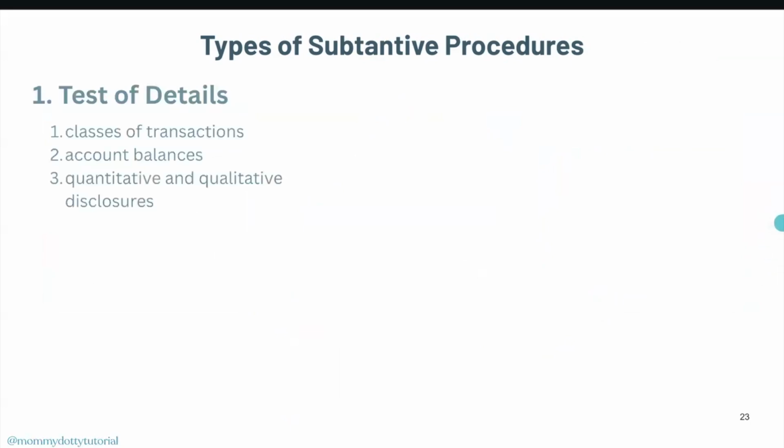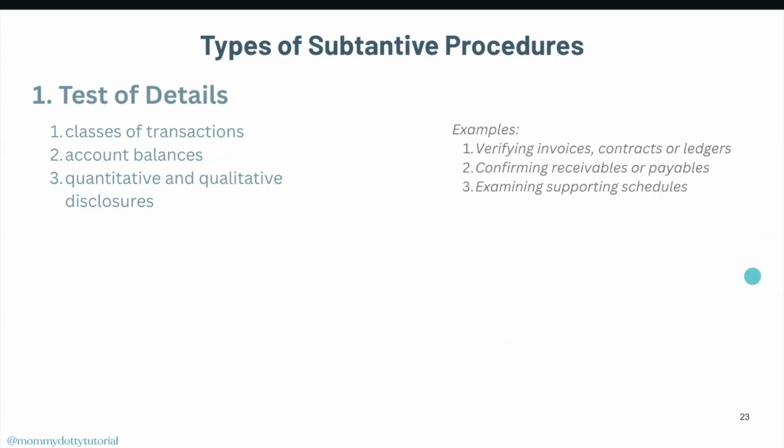Okay, now let's go to the types of substantive procedures. All right, test of details. Tests of details dig into specific transactions or balances to verify their accuracy. One is the classes of transactions, account balances, and quantitative and qualitative disclosures. Examples: verifying invoices, contracts or ledgers, confirming receivables or payables, examining supporting schedules.